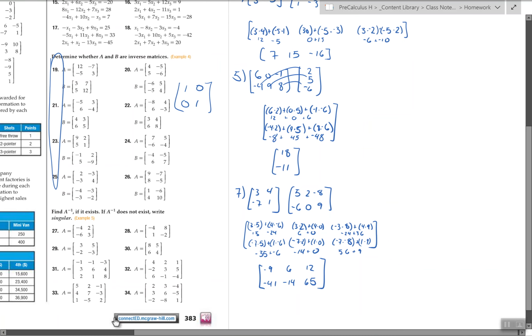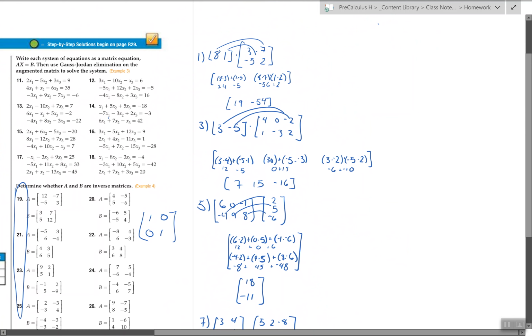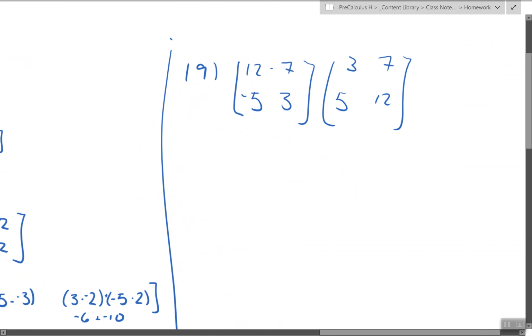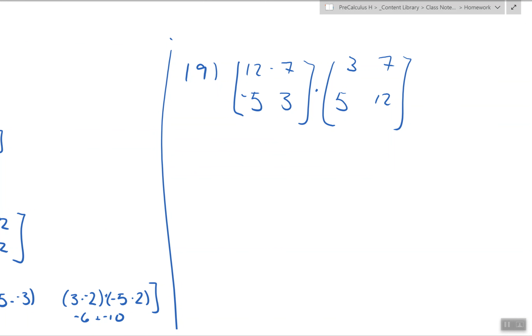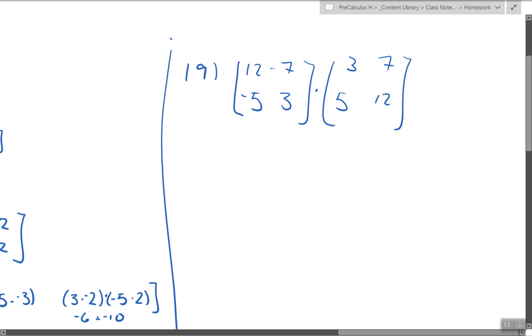So for this first one here, I'm going to start back up at the top. So number 19, we will have 12, negative 7, negative 5, 3. I'm going to multiply that with 3, 7, 5, 12. So after seeing the second part of this lesson, this does look like it would be in the right ballpark, but we still want to verify this with multiplication here because it might not be.